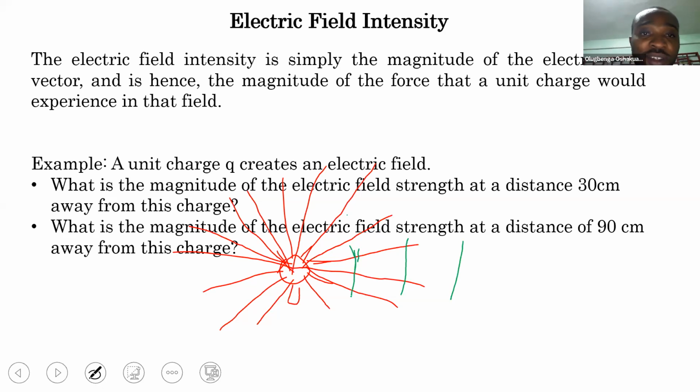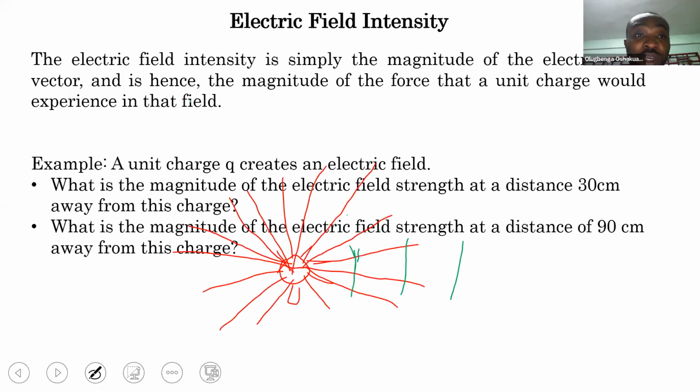So let's look at the example we have here. We have an example here that says a unit charge Q creates an electric field. What is the magnitude of the electric field strength at a distance 30 centimeters away from the charge? It says a unit charge Q. Well, we say a unit charge. Unit means 1. A unit charge Q, that is Q has a charge of 1 coulomb.